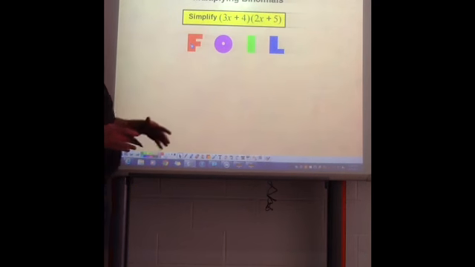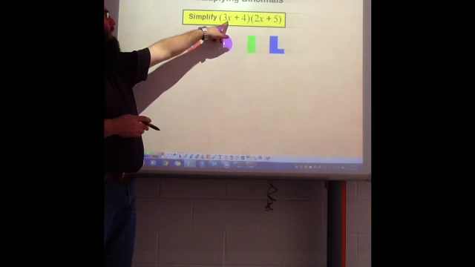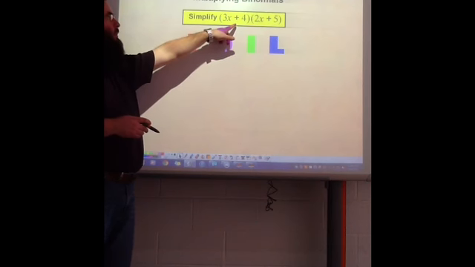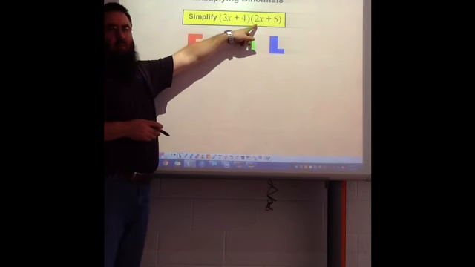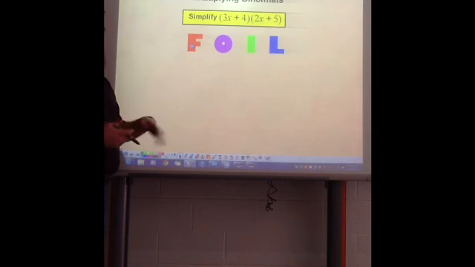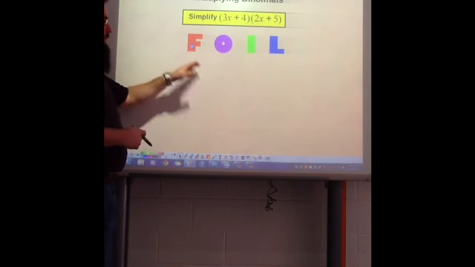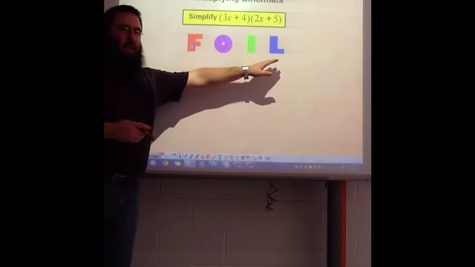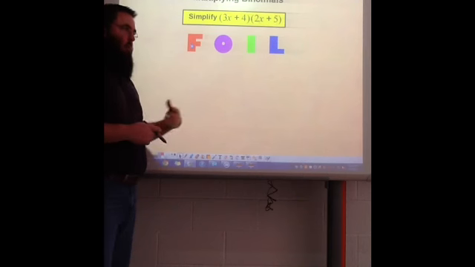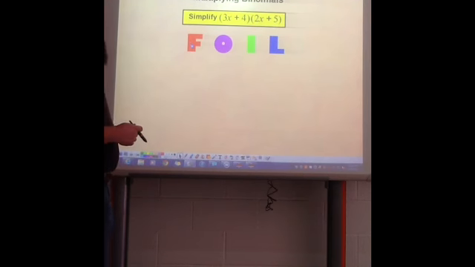All right, extra practice using FOIL. We got two binomials, 3x plus 4 times 2x plus 5. So we're going to multiply those together. Remember, we're going to use FOIL. First, outside, inside, last. Multiply those together, combine like terms, make sure it's in standard form.